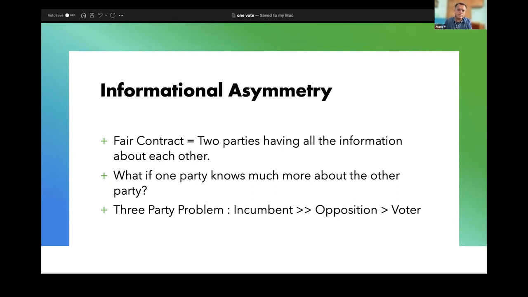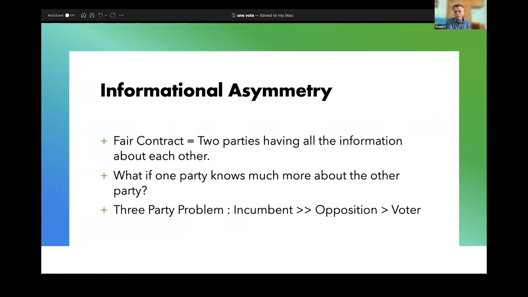Right. And now let's take this information asymmetry problem into the voting issue. The voting is essentially a three-party problem where there is an incumbent, opposition, and a voter. And like it or not, the way in which the election works is that the voter has to choose between the incumbent and the opposition when the elections are held. It really doesn't matter whether the opposition is one party or many parties, or whether the incumbent is one party or many parties. There is the same problem. And so in the way in which elections work nowadays, information asymmetry ensures that the incumbent has a very, very higher advantage compared to the opposition. And the opposition also has a better advantage than a voter.